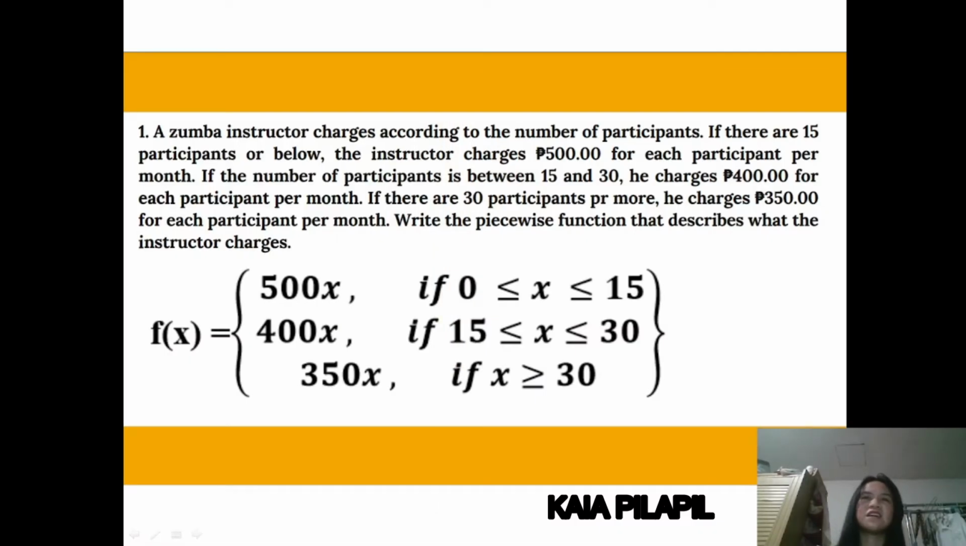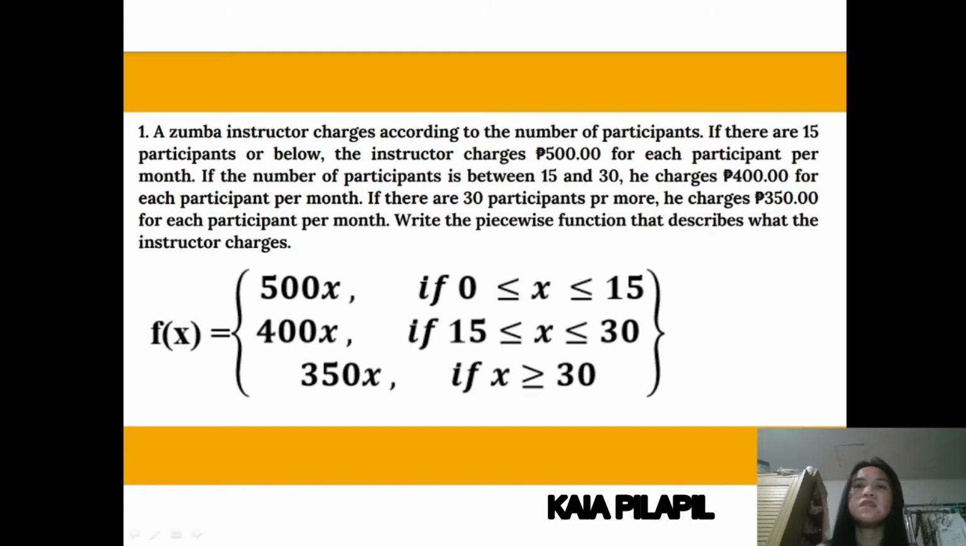Hello, this is Kaia explaining problem number 1. So we are going to take note of our conditions. The first condition is that if x is greater than 0 but less than or equal to 15, then the instructor charges 500 pesos per participant, or 500x.